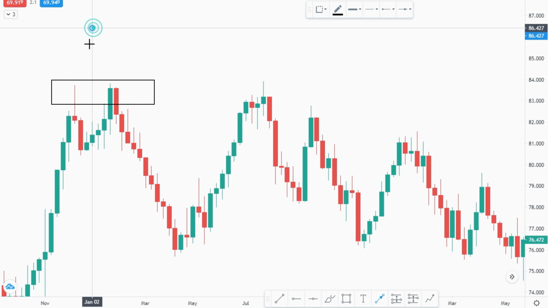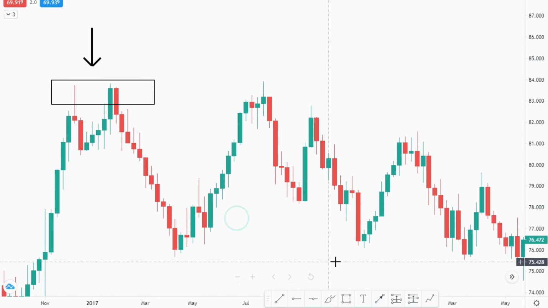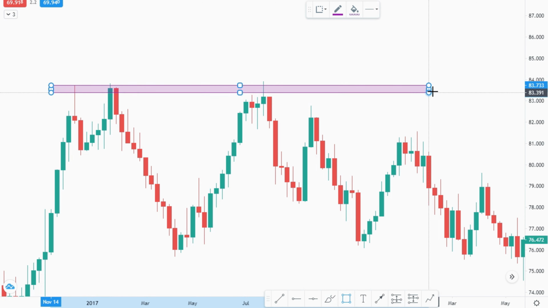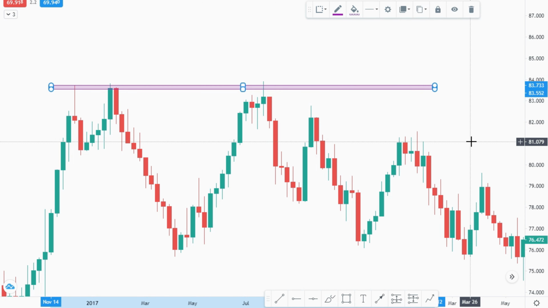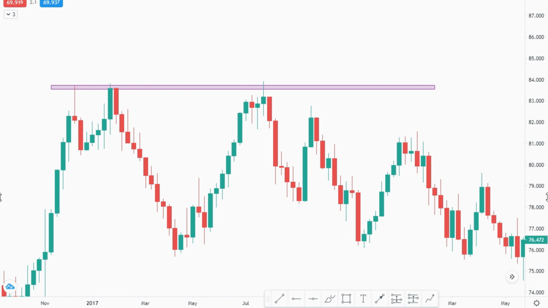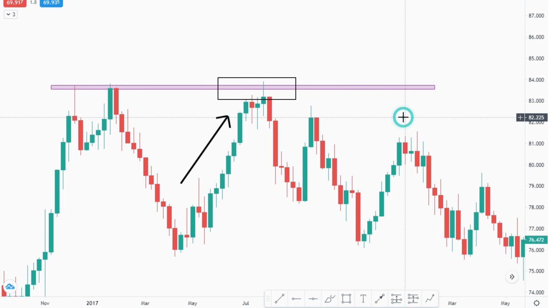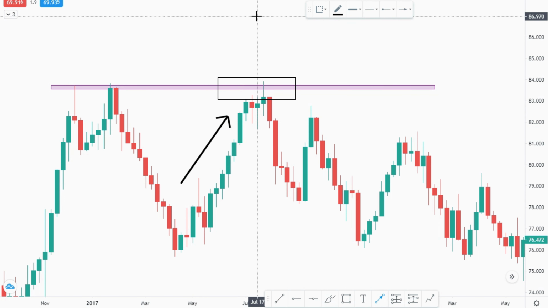Here we have a double top at this level, making it a key level. So we draw that in. Then price approaches this level. We look for some kind of price action to form at the key level.